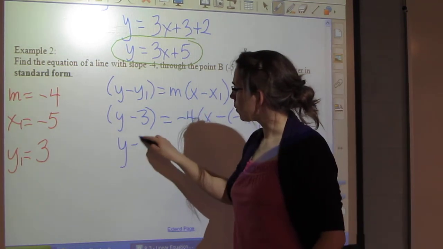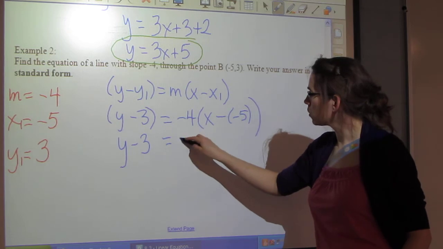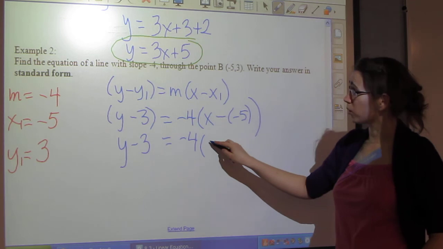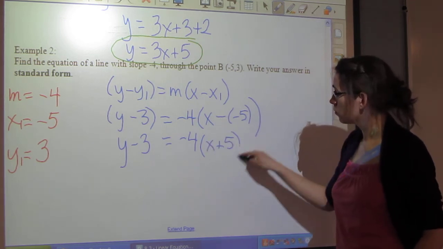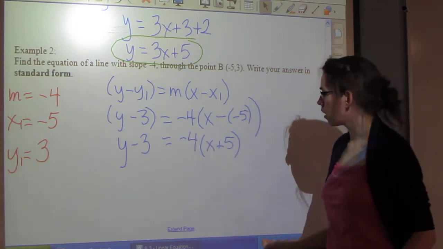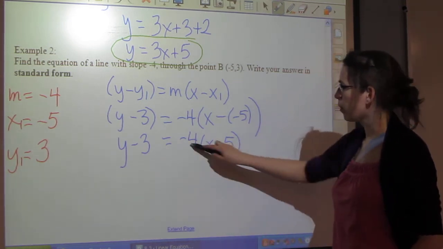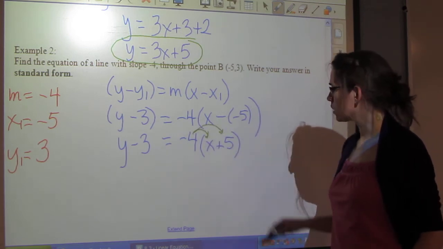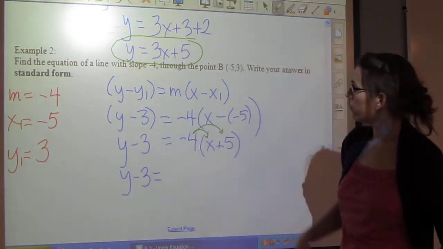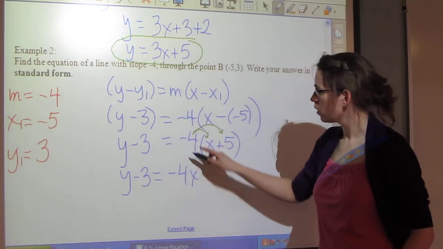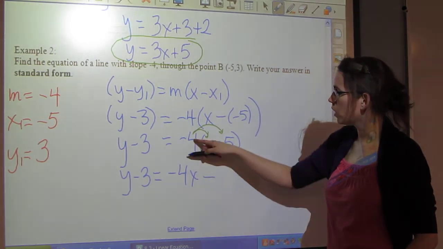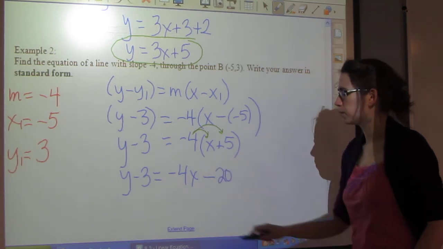Y minus 3 is just y minus 3 is equal to negative 4 times x minus negative 5. If I'm subtracting a negative number, I'm really just adding it. And just like we had in that last example, since I'm multiplying this bracket right here by negative 4, both of these terms need to get multiplied by the negative 4. Negative 4 times x is just negative 4x. And negative 4 times positive 5, negative times a positive gives me a negative. 4 times 5 gives me 20.